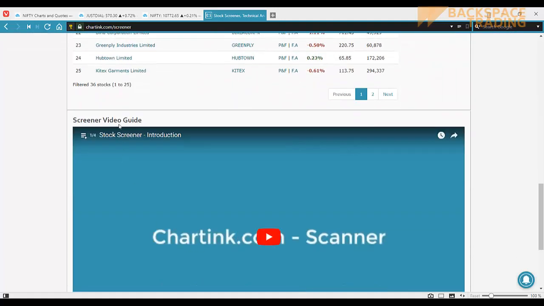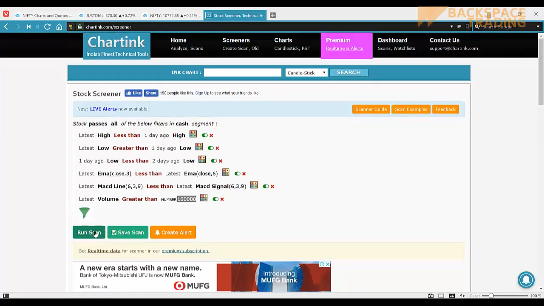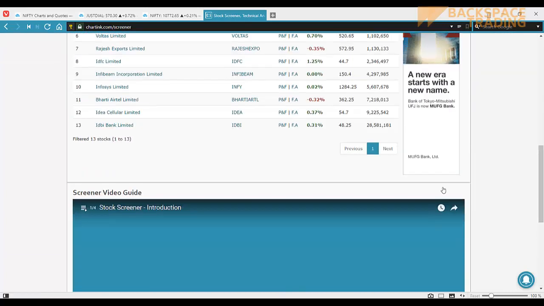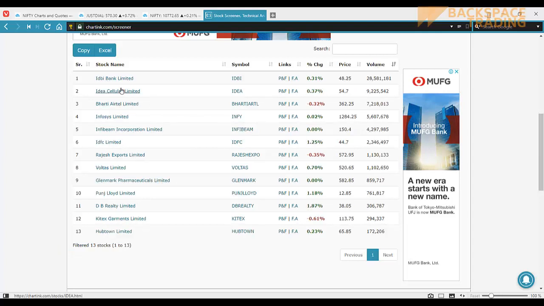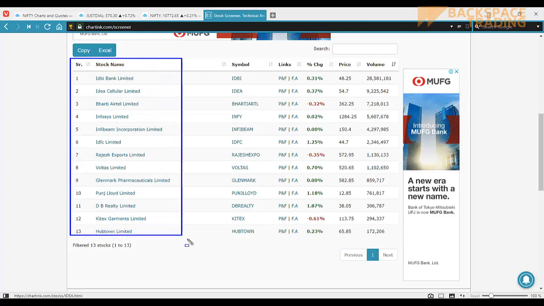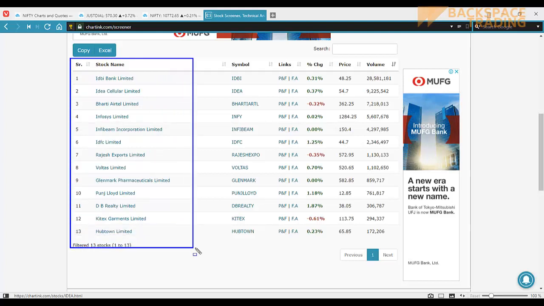So how many stocks we have? 36 stocks. Let me run scan. How many stocks do I have? Filter to 13 number of stocks. Don't you think this is more than enough for you to work upon? I think I'm gonna filter by volume now. This can be my analysis of stocks. Now from here I am going to analyze further. So let us do that.